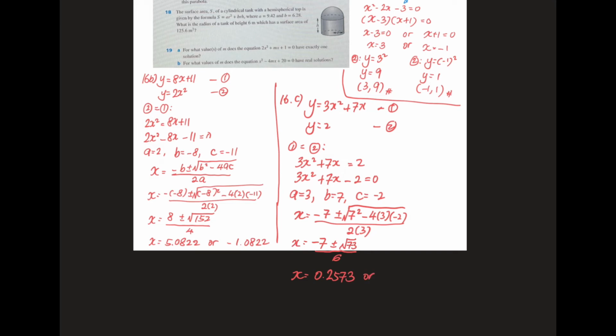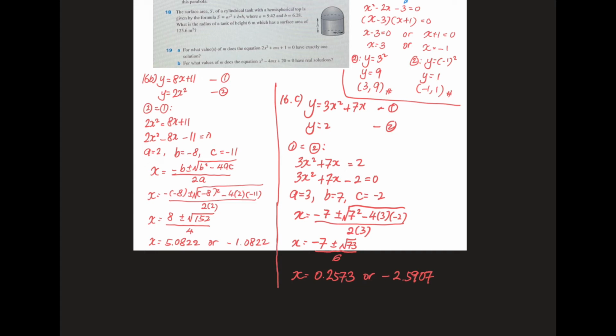So we get 0.2573 and minus 2.5907. Okay, so we get two of these as the intersections.